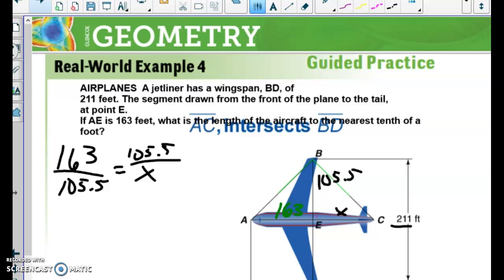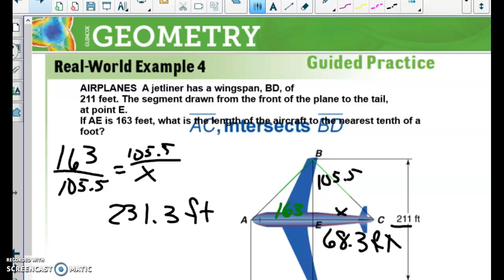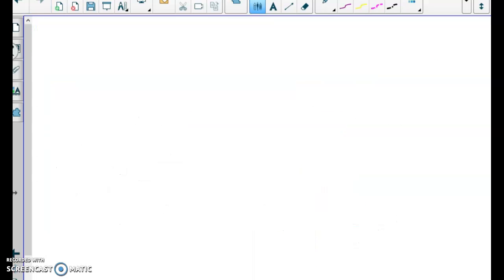And I'm going to actually find this answer because that's a good one to find. 105.5 times 105.5, and I'm going to divide that by 163. And I get that this x portion of it is 68.3 feet. But that's not what it's asking. It's asking for the whole thing. So I'm going to add 163 to that number. And so the whole airplane is 231.3 feet long. And that is it for this section.